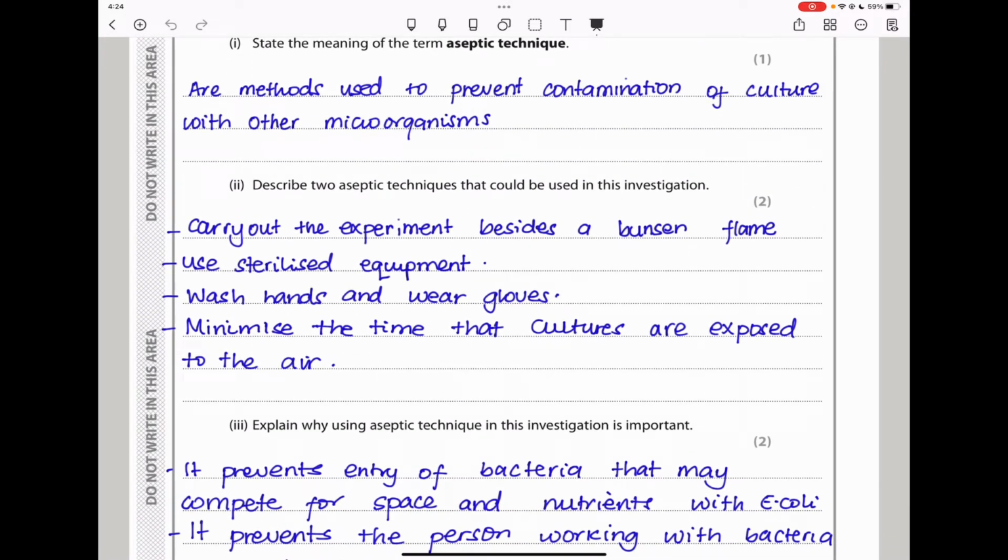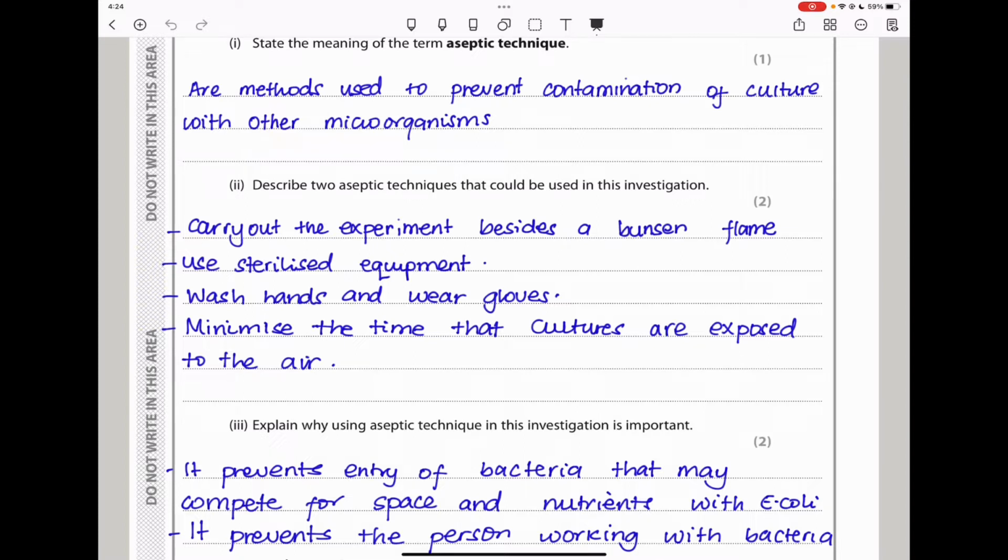The next part says, describe 2 aseptic techniques that could be used in this investigation. Number 1, we could carry out the experiment beside a Bunsen burner or a Bunsen flame. This ensures that any microorganisms that could be present in the air or around the experiment will be destroyed. Or we can use sterilized equipment. The beakers, the test tubes, and everything you're going to use in the experiment has to be sterilized. Another thing you can do, you wash hands and wear gloves. Of course, gloves are going to be sterile, so you wash your hands and then wear gloves.